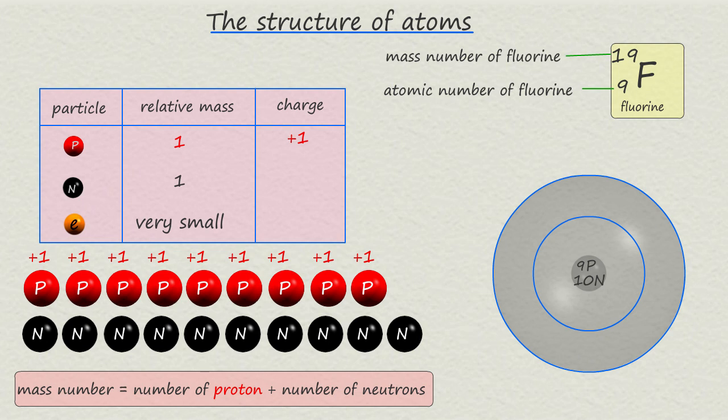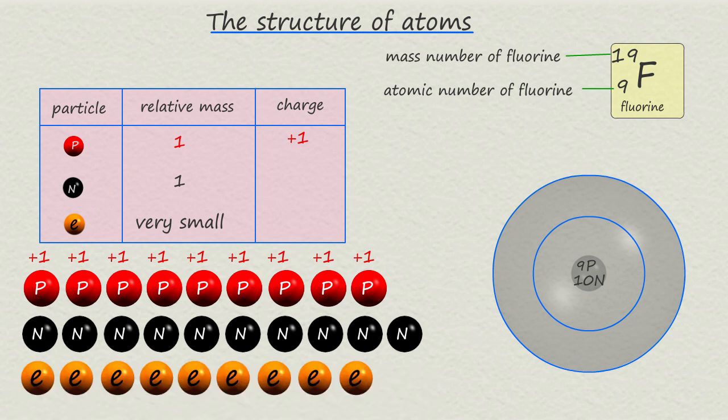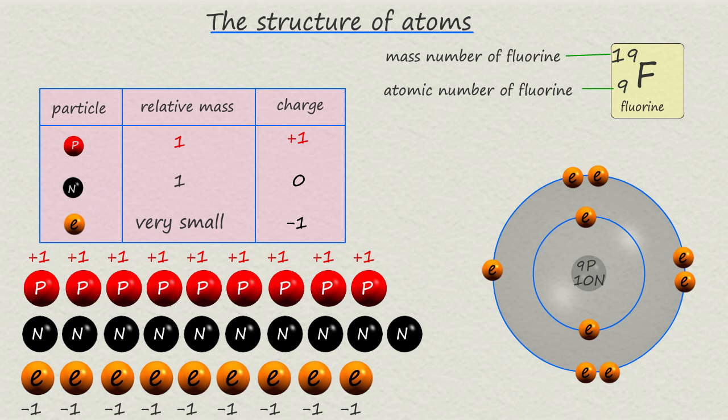Now, inside every atom, for every proton present, there will be 1 electron. So since fluorine has 9 protons, it will also have 9 electrons in the electron shells or energy levels. Now, each proton has a positive charge, and each electron has a negative charge, with the neutrons being neutral and having no charge. So if we have 9 electrons, 2 will go into the first shell and 7 electrons will go into the second shell.